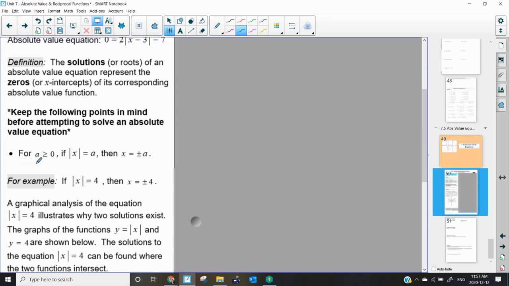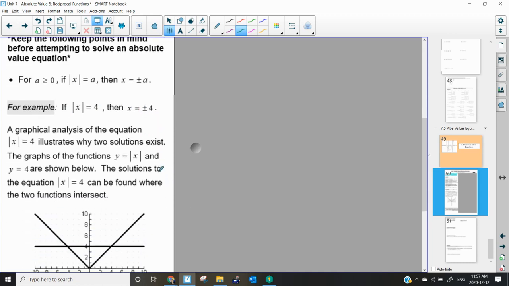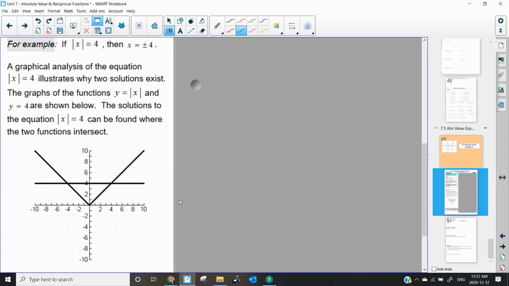And so for here, if a is greater than or equal to 0, if we have absolute x is equal to a, then x could be positive or negative a. For example, if we have absolute value x is equal to 4, that means x is either a positive 4 or a negative 4. Now, when we're trying to solve graphically, we can graph the equation y equals absolute value of x. Let's say we're trying to solve absolute value of x is equal to 4. We can graph the function y equals absolute value of x, and we could graph y equals 4 and find out where those 2 points intersect.